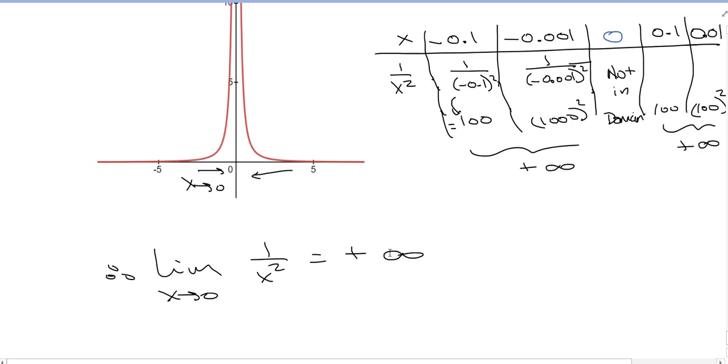It's growing without bound, is another way of saying it. It goes towards positive infinity, growing without bound. If it went to negative infinity, we would say it's decreasing without bound. So increasing without bound goes to positive infinity, decreasing without bound goes to negative infinity. So let's try the second example.